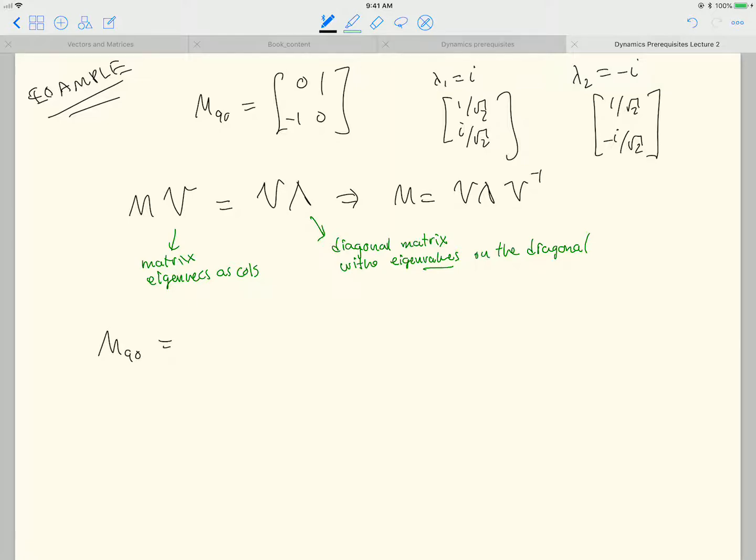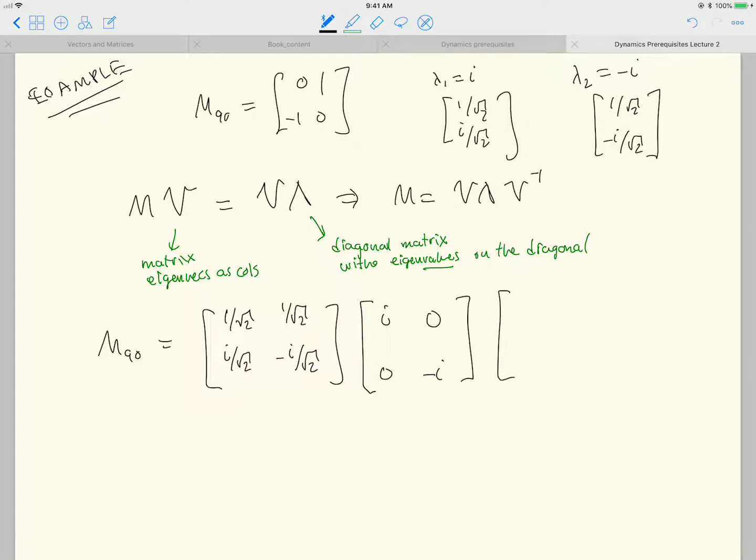So let's write that out for this matrix M90. M90 is the matrix V, taking the eigenvectors and packing them as the columns of the matrix. Right? So that's going to be 1 over root 2, i over root 2 for one column, and the other column is 1 over root 2, minus i over root 2. So that is just these two eigenvectors put together into a matrix. Then the lambda matrix, and that one has the eigenvalues on the diagonal and zeros everywhere else. And then we want the inverse of this matrix V.